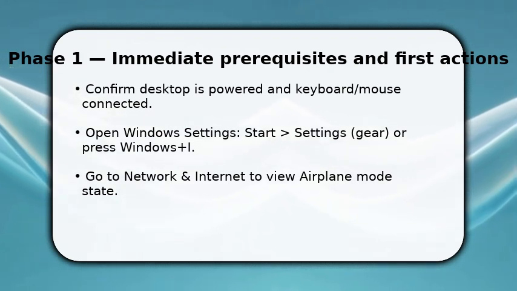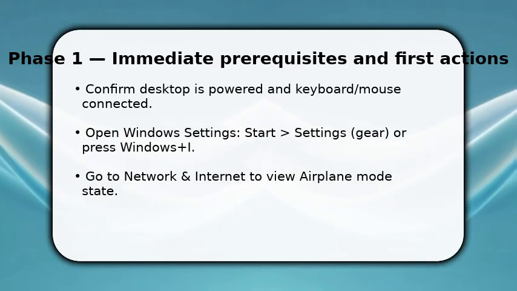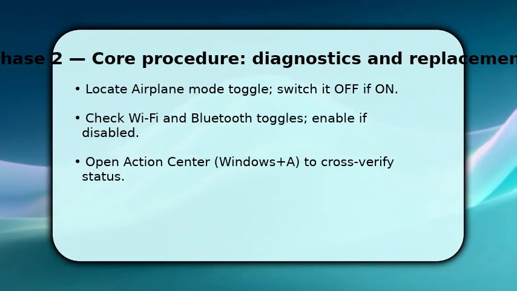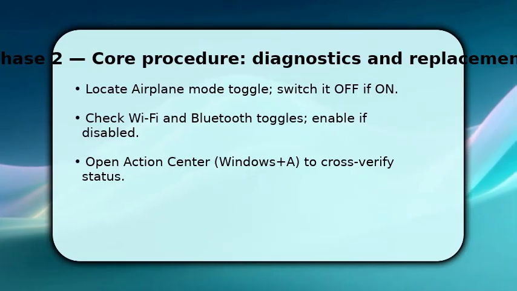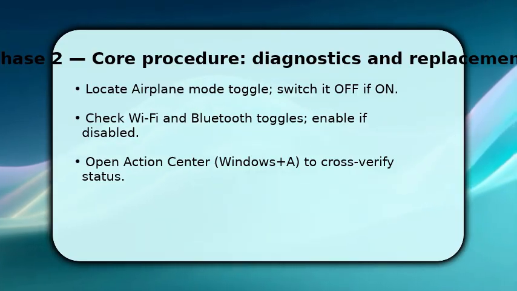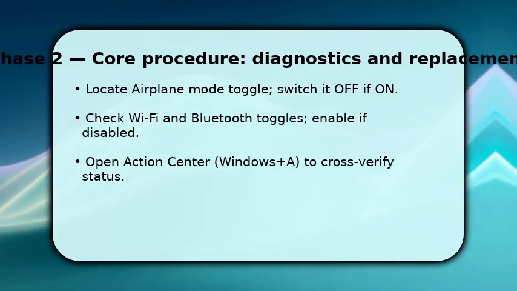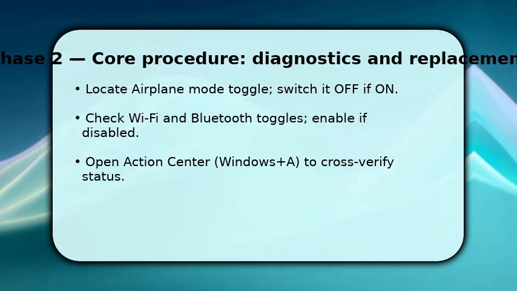You now locate the airplane mode toggle and switch it off if it's on. That directly restores radio transmissions on most Dell desktops. Once done, make sure the Wi-Fi and Bluetooth toggles are enabled. Airplane mode can leave them disabled.